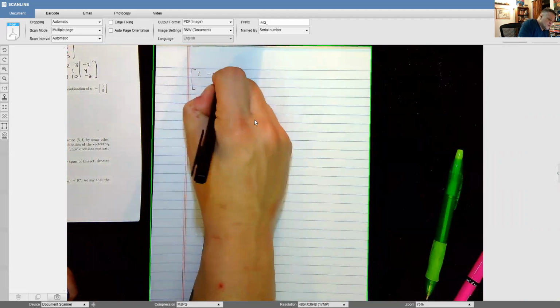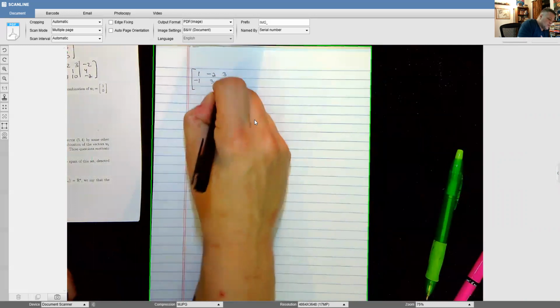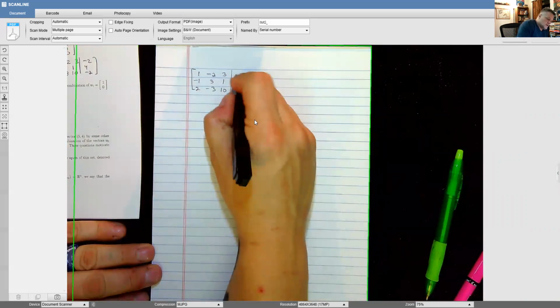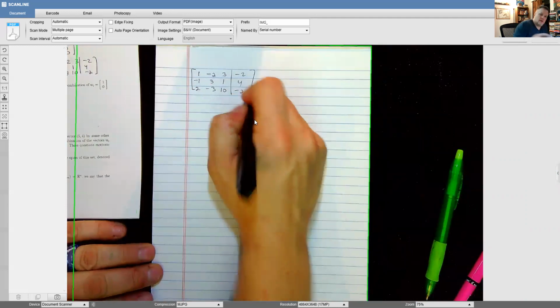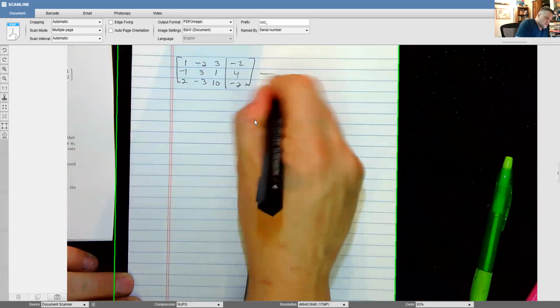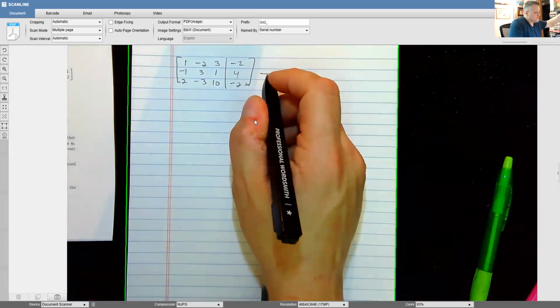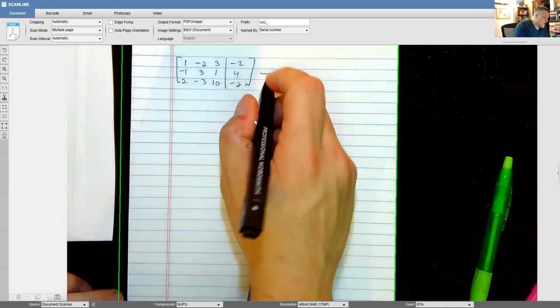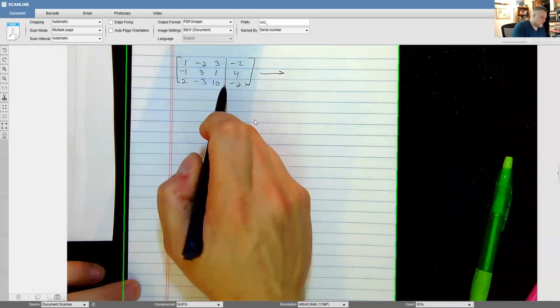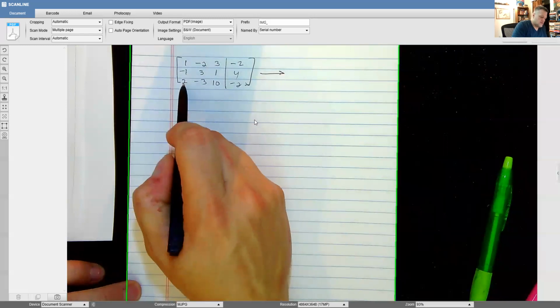1, -2, 3, -2; -1, 3, 1, 4; 2, -3, 10, -2. Let me enlarge that so you can see. Okay, so I want to solve this. So I want to put this in echelon form. So I'm going to keep this 1 here. That's good. But I want to kill off the -1 and the 2.